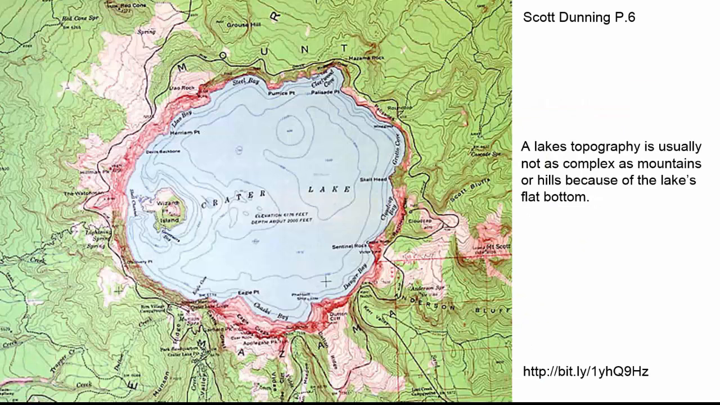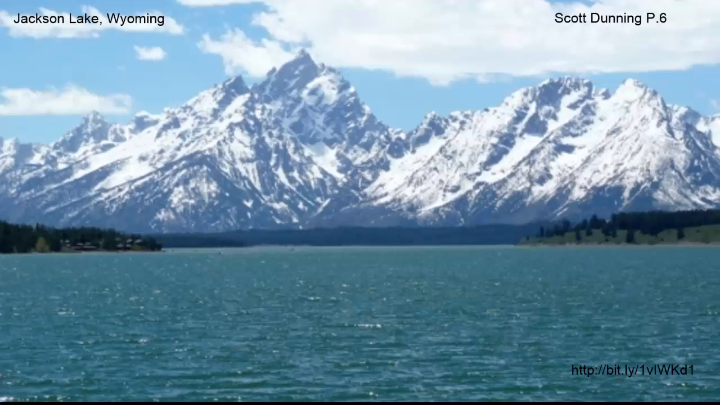Crater Lake is an interesting example of topography for a lake because of the little island named Wizard Island that slightly juts out of the water.